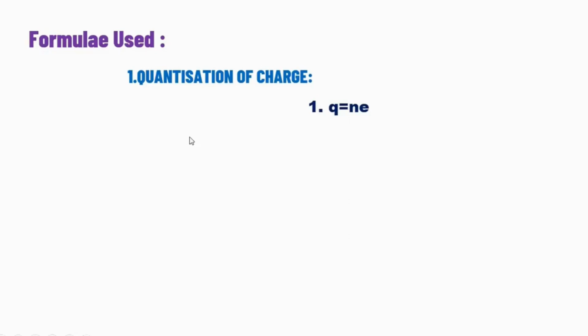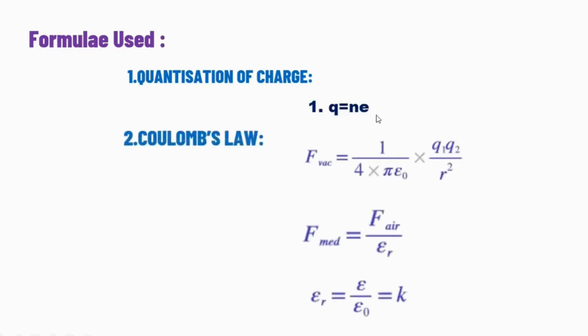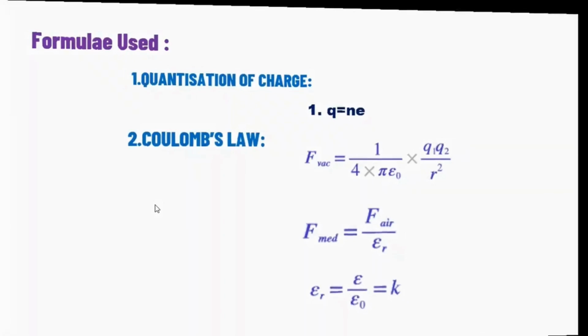We will start with the first formula, that is quantization of charge, which is Q equals Ne. About this formula I have already explained in detail, and in this video we will be discussing how to use this formula in numericals. Second, we will be using the concept based on Coulomb's law. What are the formulas we have learned in the previous topics? That is the formula of force between two point charges present in vacuum, the formula between two point charges present in a certain medium, and the relative permittivity, epsilon r, which is equal to the ratio of the permittivity in the intervening medium to the absolute permittivity in free space. So now let's start with some of the questions that have been asked previously in the CBSE boards.